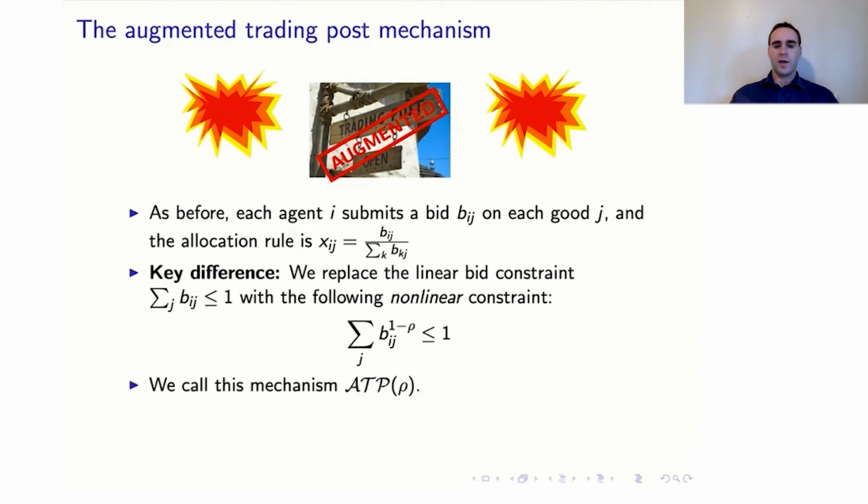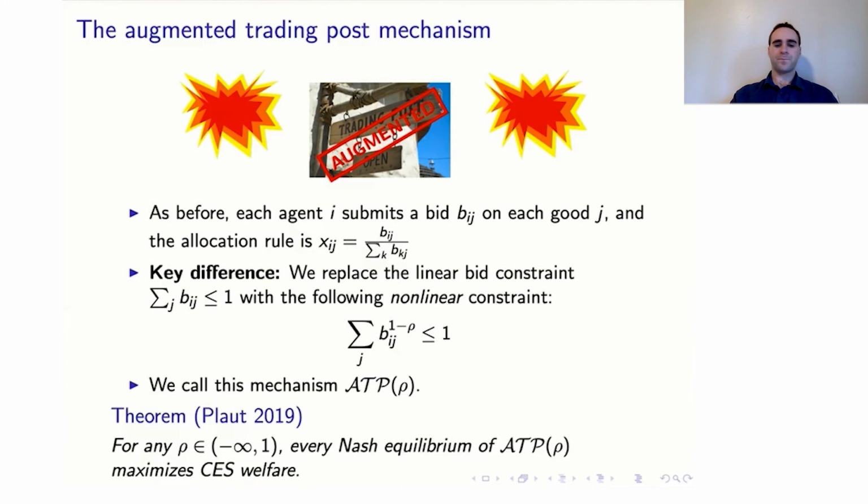Okay, and notation-wise, we'll denote this by ATP of rho, augmented trading post of rho. So the main theorem in this paper is that every Nash equilibrium of this mechanism is going to maximize CES welfare. And at least one Nash equilibrium is guaranteed to exist.